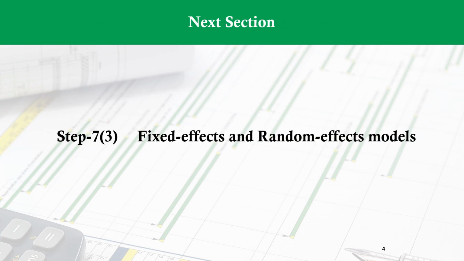In the next section, we're going to learn about primary analysis in meta-analysis, which includes decisions about two different types of model: fixed effect and random effect models.